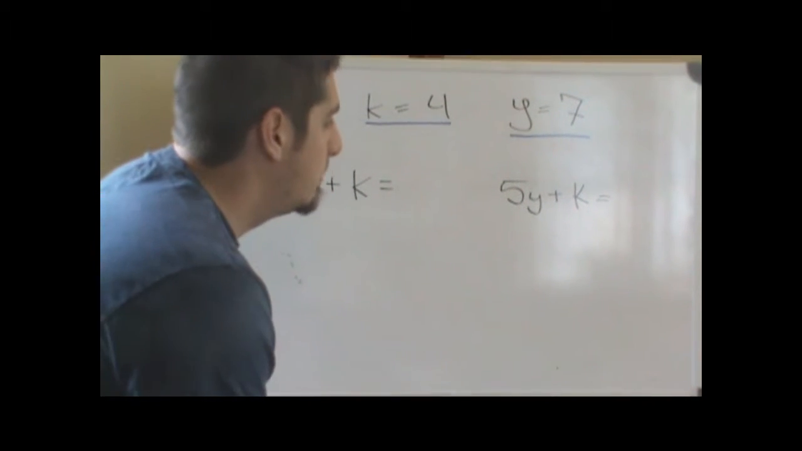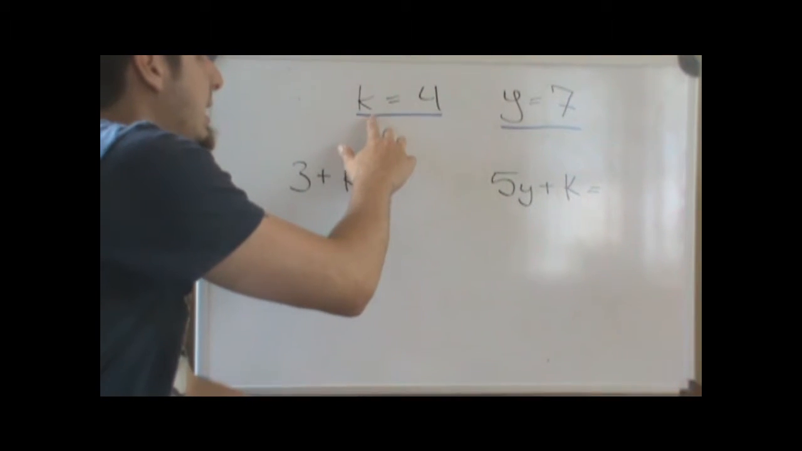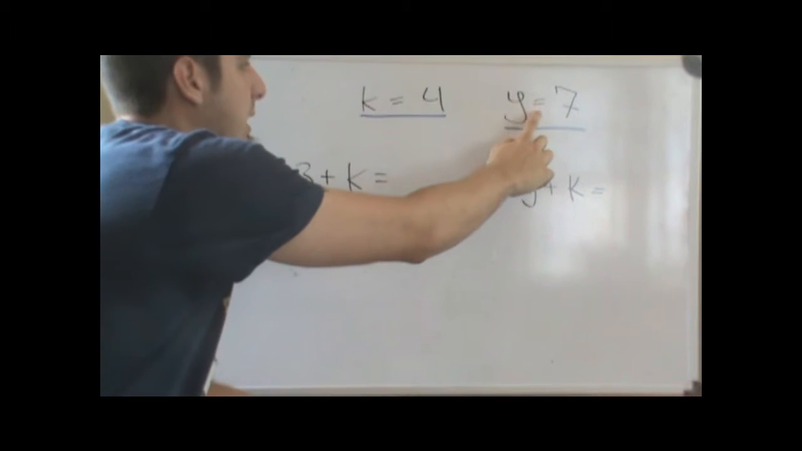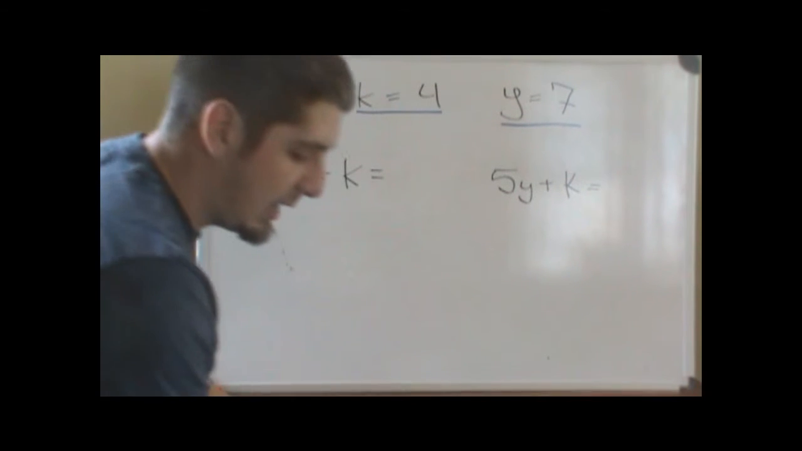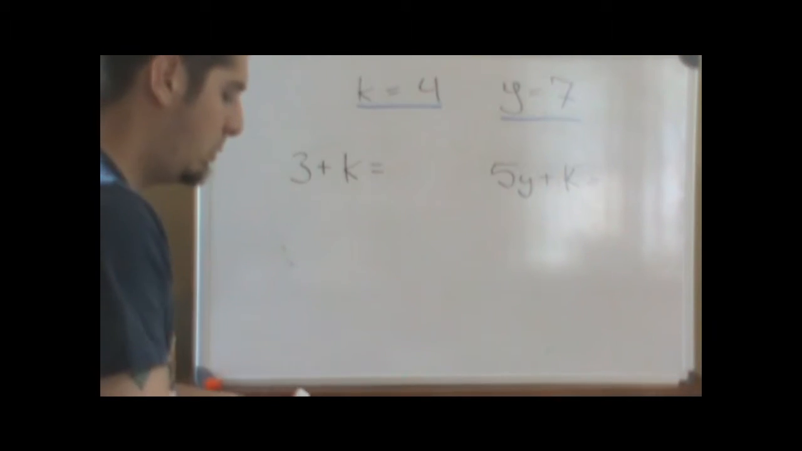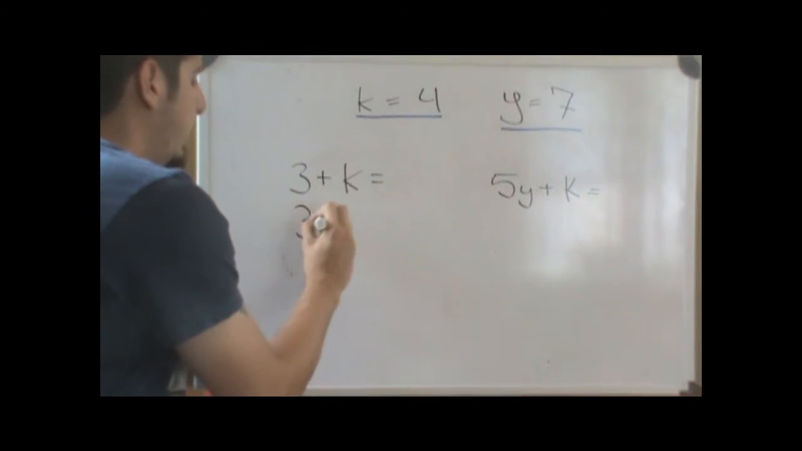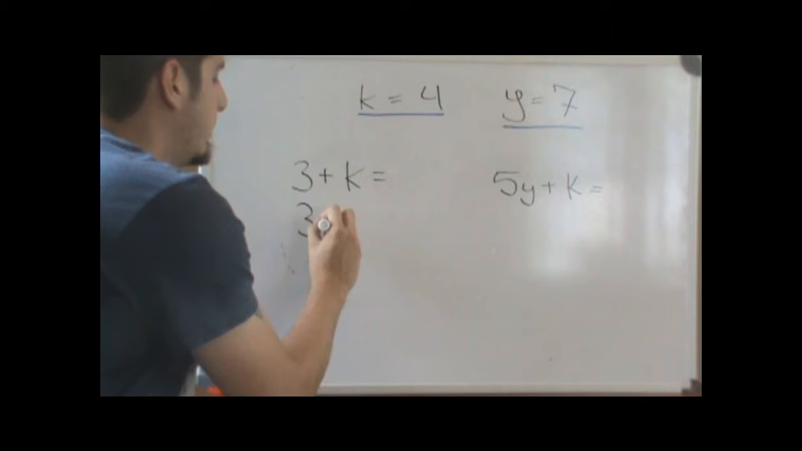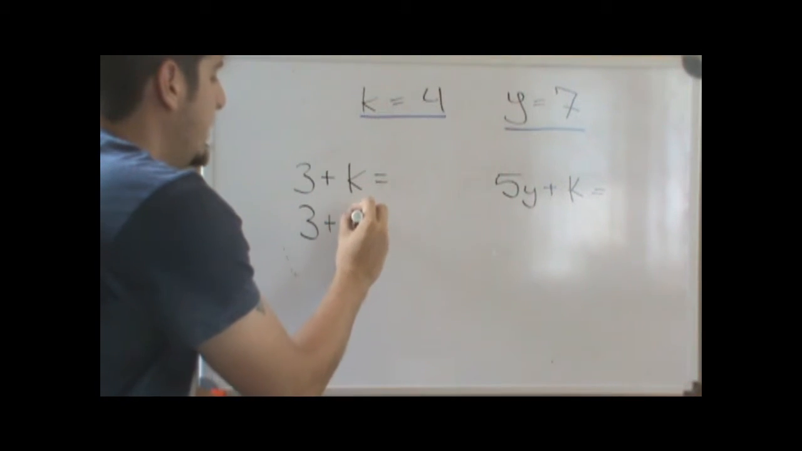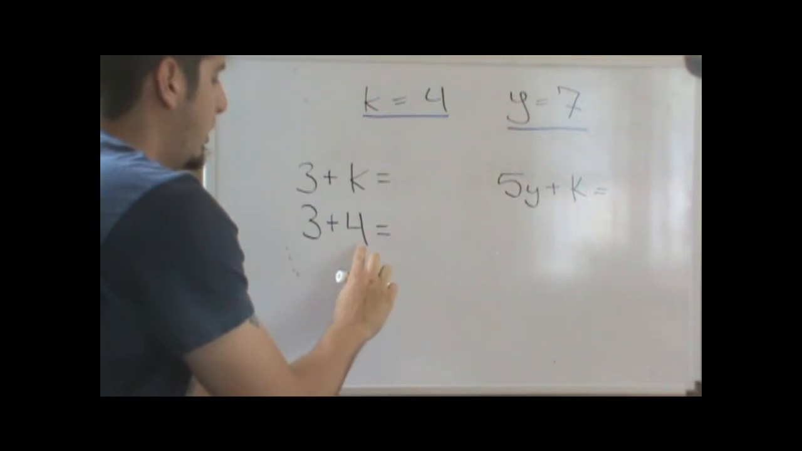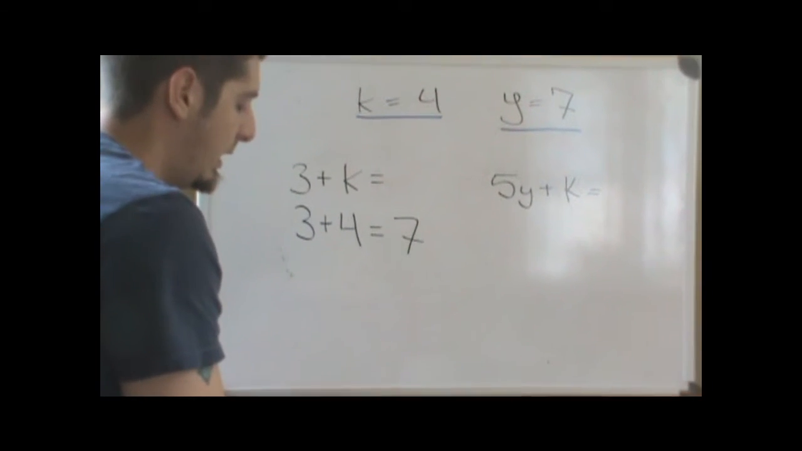So for example, you might face some problems in this section that tell you that k equals 4 and y equals 7. So in this problem over here, all we have is a k. What we're going to do to solve this problem is take the problem and rewrite it, but when we rewrite it, the k will be replaced with a 4 because k equals 4. And then you just solve after that because now it's just a regular problem. And so you do 3 plus 4 and you get 7.